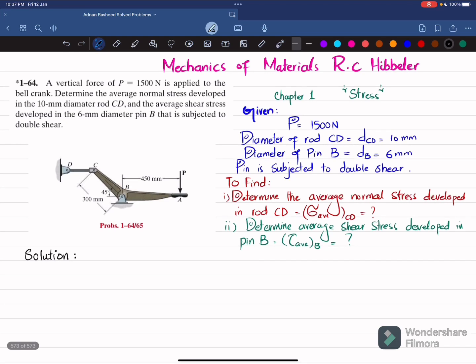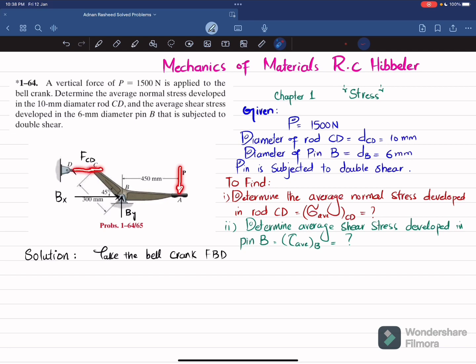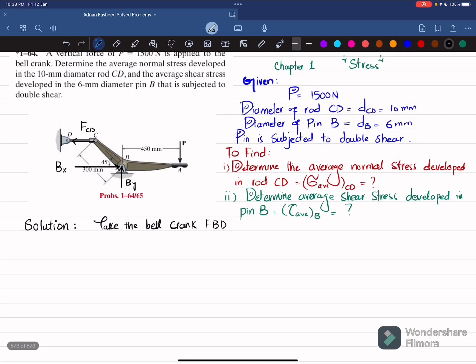So if you take the bell crank free body diagram, FBD, what if we remove this pin support at point B? You will have a vertical reaction force which is represented as By, and a horizontal reaction force which is represented as Bx. Always try to draw it separately to save time. And the rod CD exerts a force FCD in this direction. You can see that this force is downward, causing the rod to move inward. As a result, the rod exerts a force in this direction, which is FCD. So we'll find FCD, Bx, and By using the equations of equilibrium.